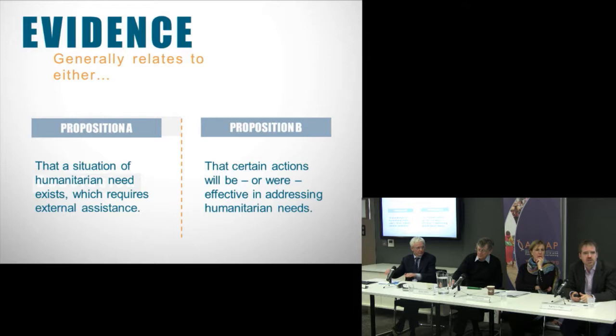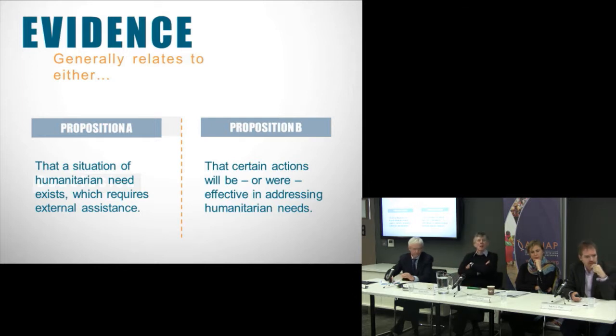The second proposition is the what-do-we-do-about-it one. So Proposition B, which is that in this situation of need, which requires external assistance, certain sorts of action are likely to be effective in decreasing the need. So that, if you like, is a proposition which underpins response choice and program planning.